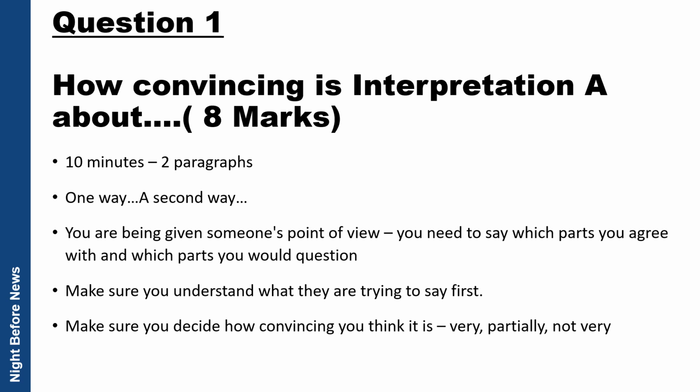One way A is convincing, a second way is a good way to show the examiner that you've covered the key points. So what we're looking at here is we are going to be given somebody's point of view about something, and you're going to pick out those points of view and say what you know about it and how convincing you think it is. Remember, the word convincing means believable. So do you think you do believe what they're saying? Do you think you don't believe what they're saying? Based on your own knowledge.